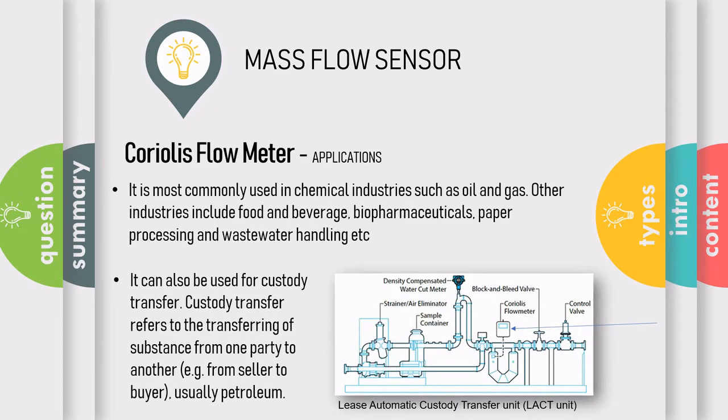The Coriolis flow meter is most commonly used in the oil and gas industry. It is also approved for custody transfer, which is the transfer of substance from one party to another. This is important in businesses as the buyer would want to get the right amount of substance that he paid for, and the Coriolis flow meter is able to provide the accuracy for the transaction. As seen in the picture below, we can see the Coriolis flow meter in the LACT unit, which is used for custody transfer.